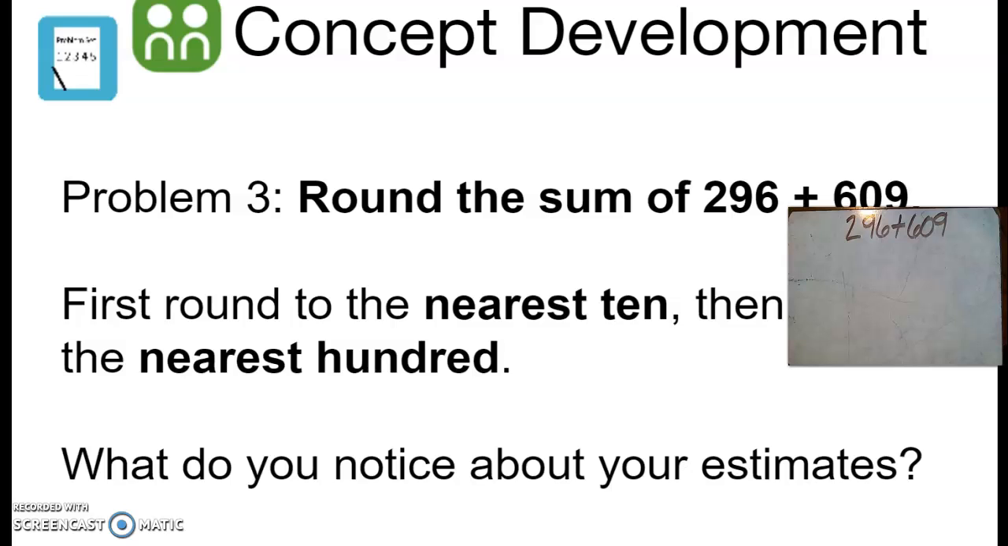Go ahead and pause the video. I want you to do 296 plus 609 to the nearest 100, and 296 plus 609 to the nearest 10. So these are going to be hundreds. These are going to be tens. Pause the video and do your number lines and your estimations now.